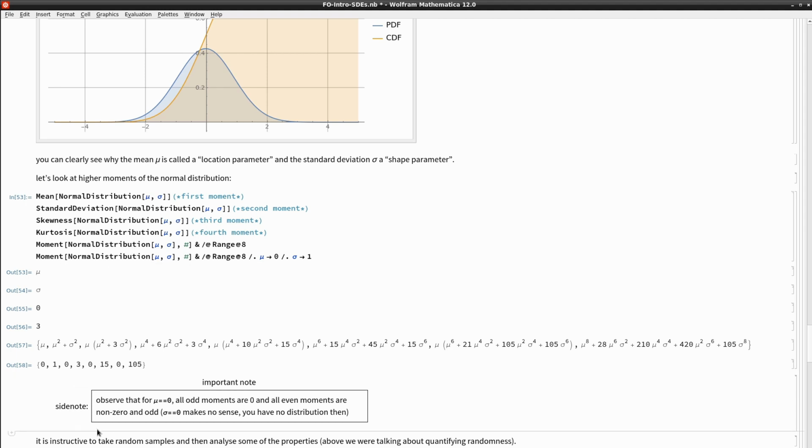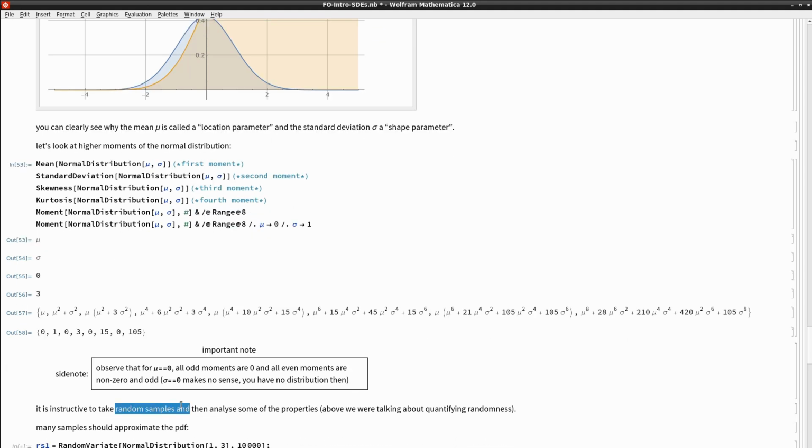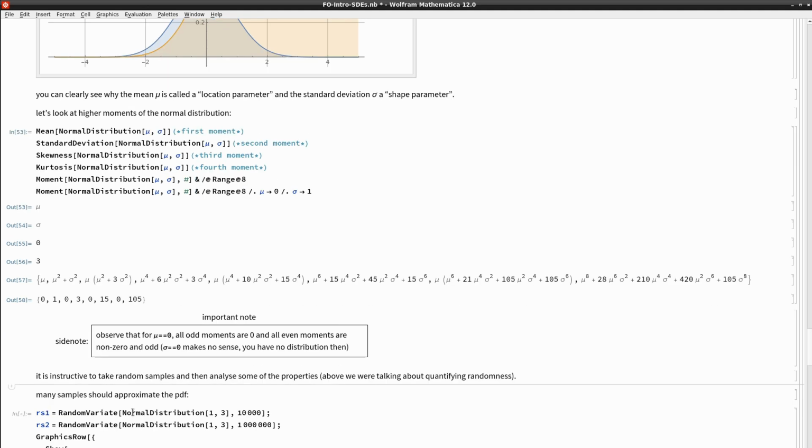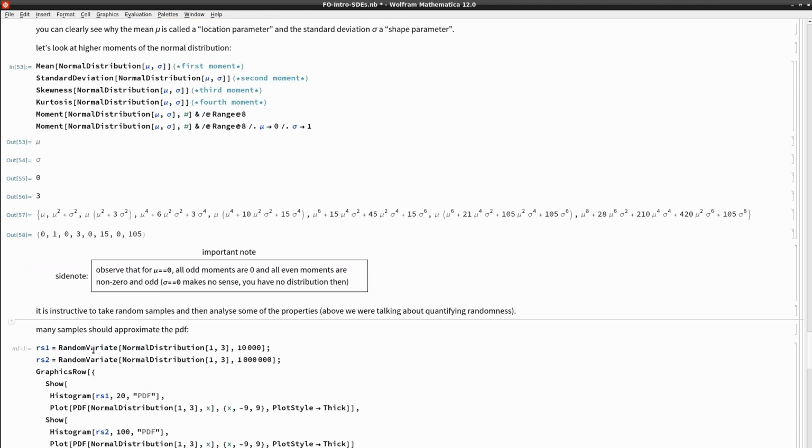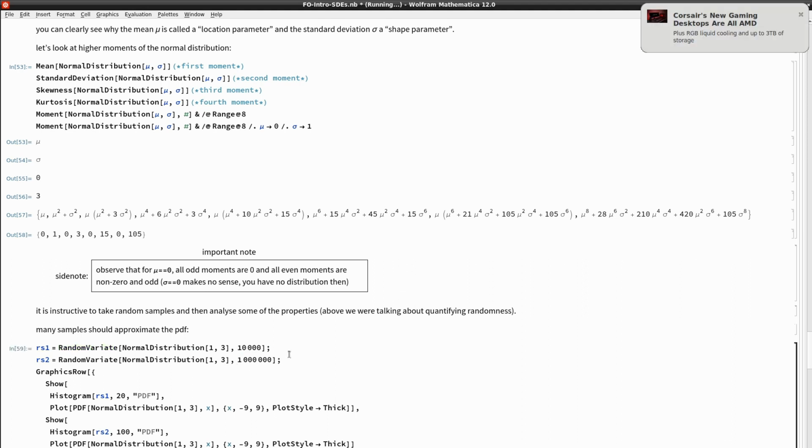Okay, so it is instructive, I think, to take random samples and then analyze them, comparing them to the symbolic or perfect solution, right? So above we were talking about quantifying randomness, so let's actually do this. Let's walk the talk, and let's actually create random variates using these distributions. So in RS1, I generate 10,000 normal distributions, and for RS2, let's use 1,000,000.